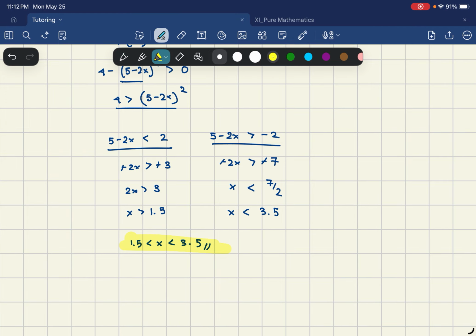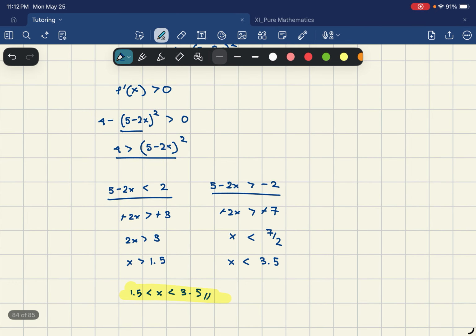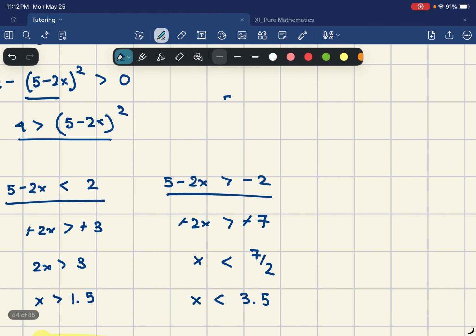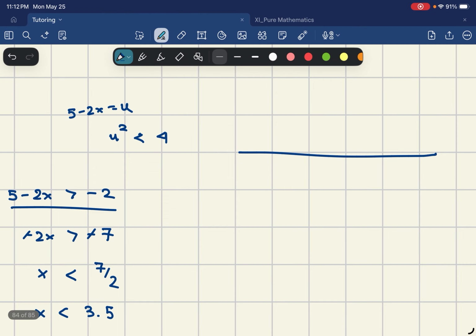So I encourage you to watch my videos about inequalities, and let me just briefly discuss something about this. So let's say 5 minus 2x is equal to u, and I need to solve for u squared is less than 4. So let me explain this using the number line. Let's say this is 2. This is negative 2, right?